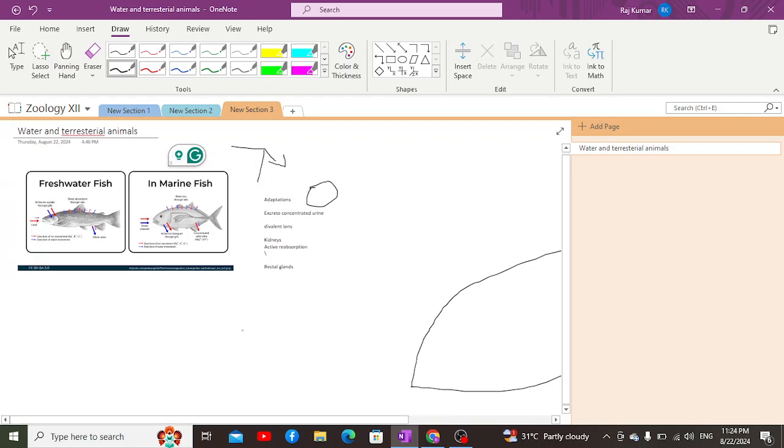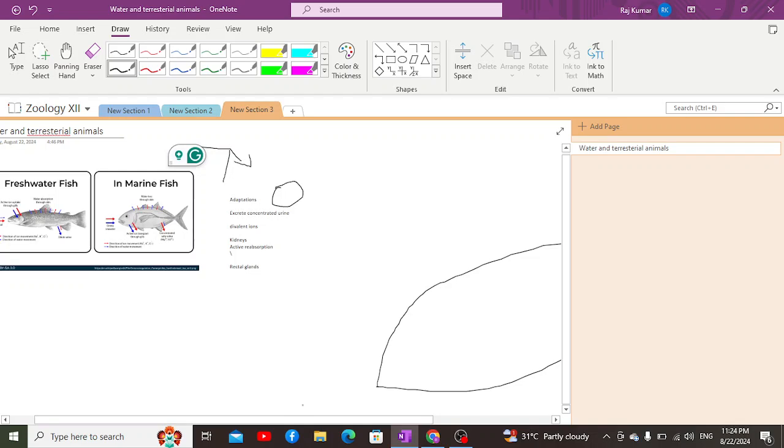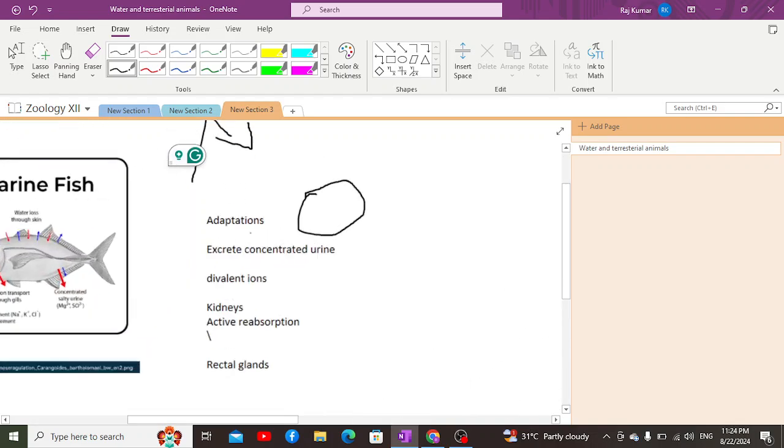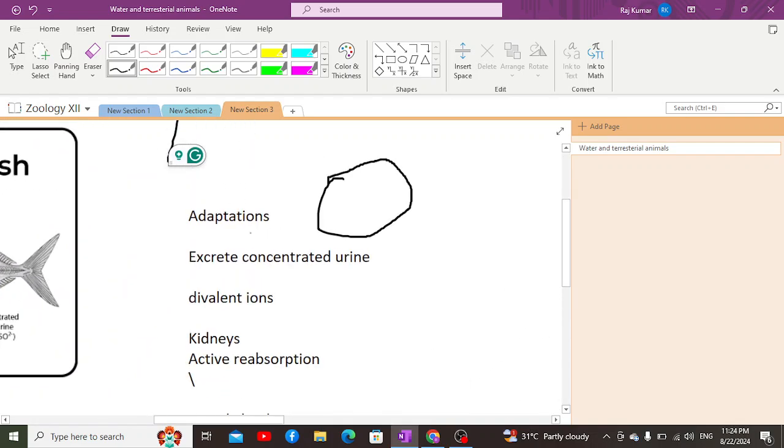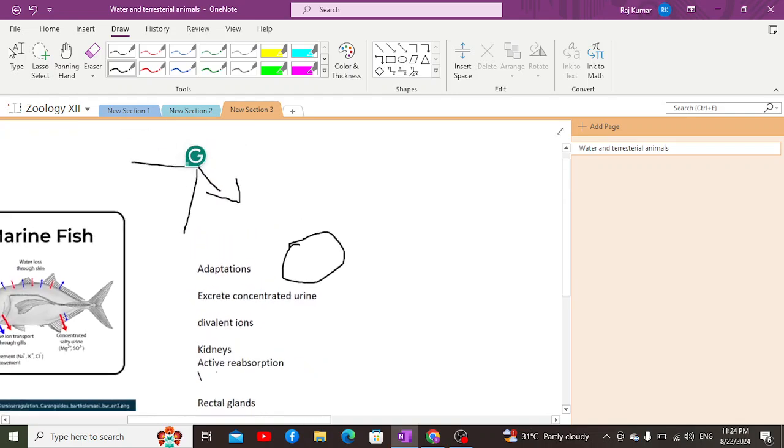Apart from this, they have active intake of water through their gills and skin, which also plays an important part. They have active intake of water through gills and skin, rectal gland formation, active reabsorption through kidneys, concentrated urine production, and they drink a lot of seawater. These are the adaptations in marine fish.